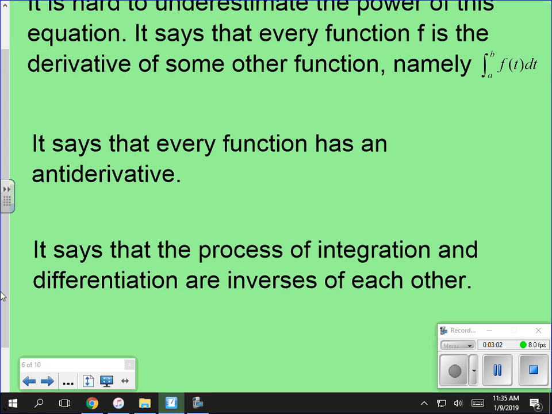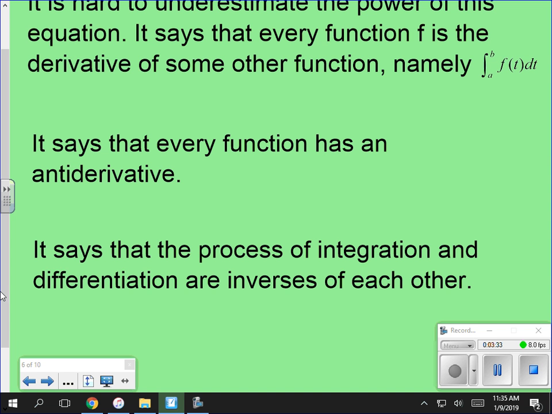These are really important big concepts. Every function is the derivative of another function. Every function has an antiderivative. Every function has a derivative. Every function has an antiderivative. And they are inverse functions. Derivatives and integration are inverse functions of each other. That's a huge statement. It lets us do a lot of really important things.